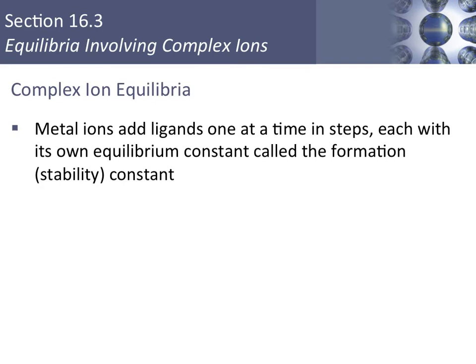When a complex ion is formed, the ligands are added one at a time to the metal ion. Each time a ligand is added, there will be a new equilibrium constant associated with that. That's called the formation or stability constant, but it is, again, just an equilibrium constant.